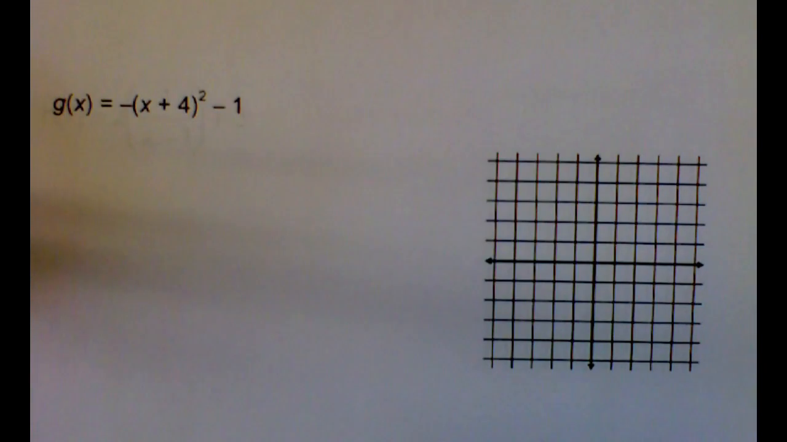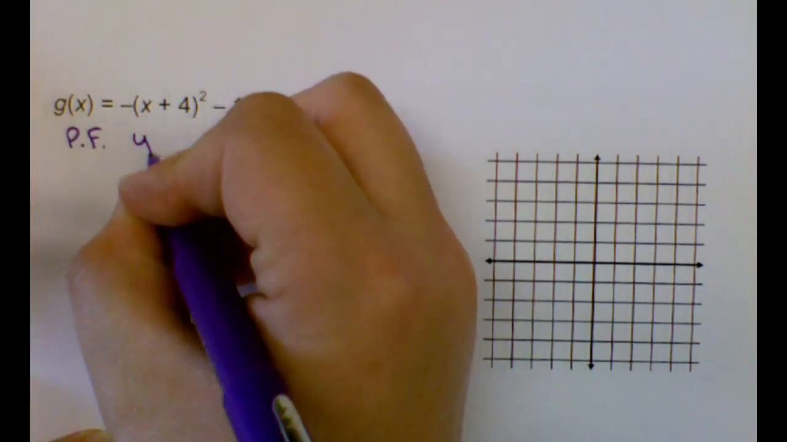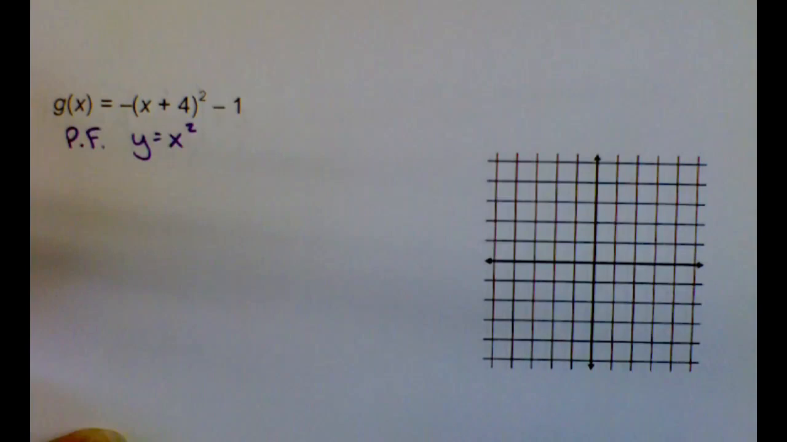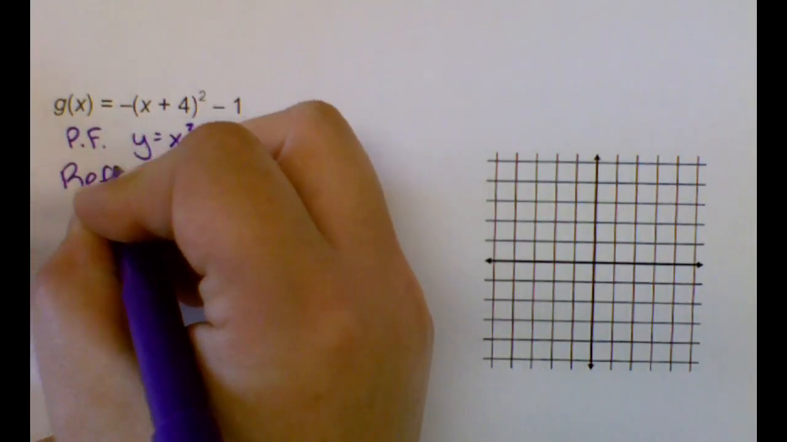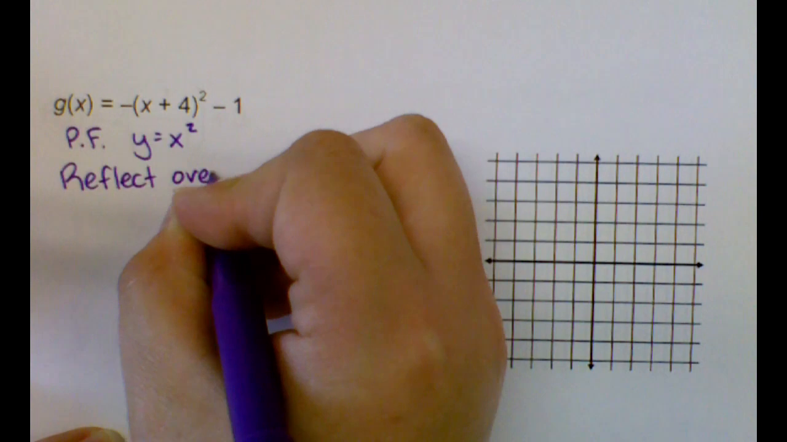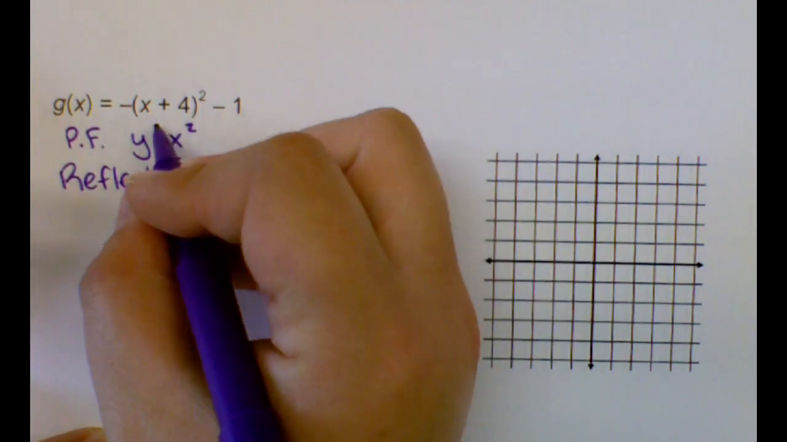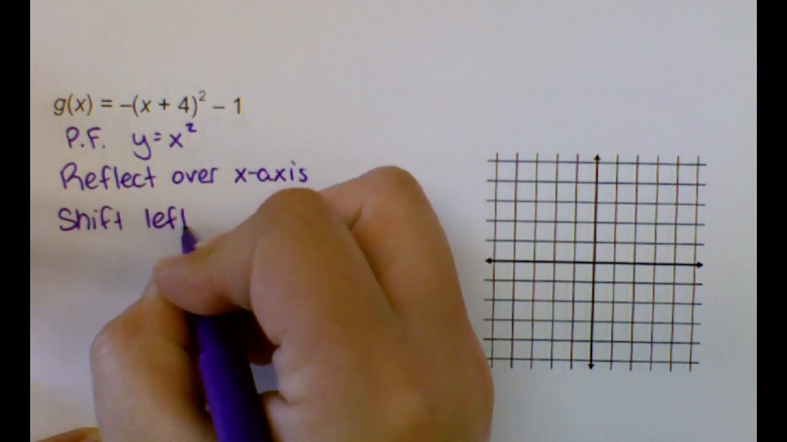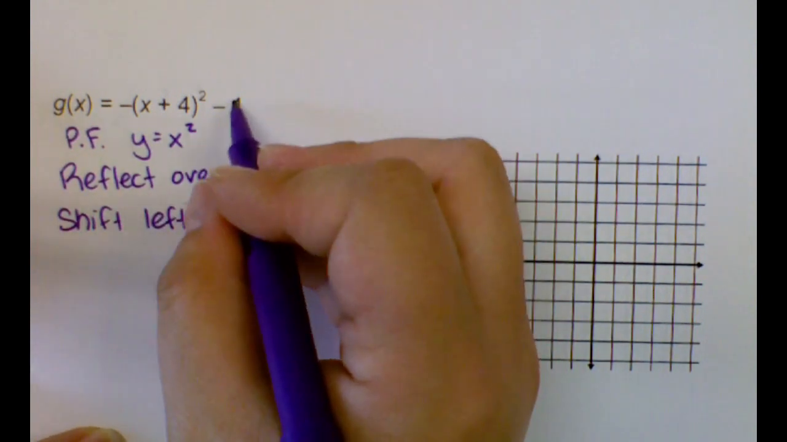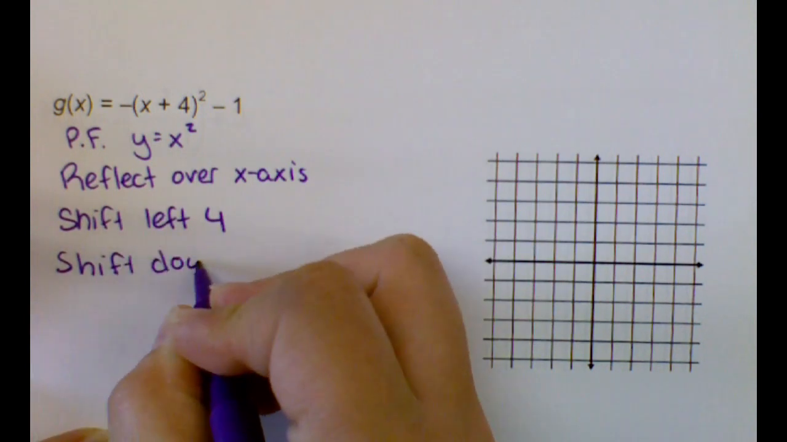All right, g of x equals negative (x plus 4) squared minus 1. First off, my parent function is y equals x squared. I have a negative out front, that's a reflection over the x-axis. I have a plus 4 in with the x, which is a shift left 4, and a minus 1 on the end, which is a shift down 1.